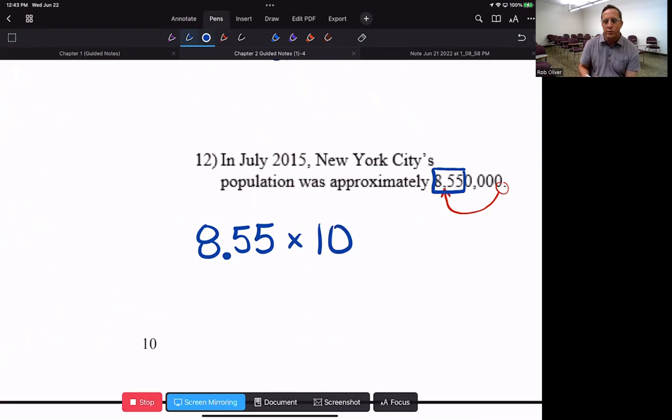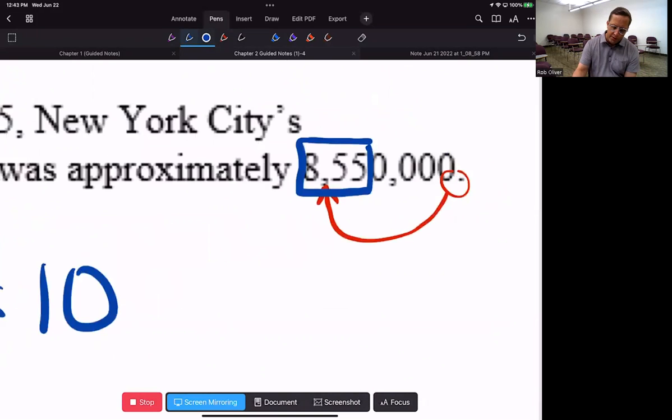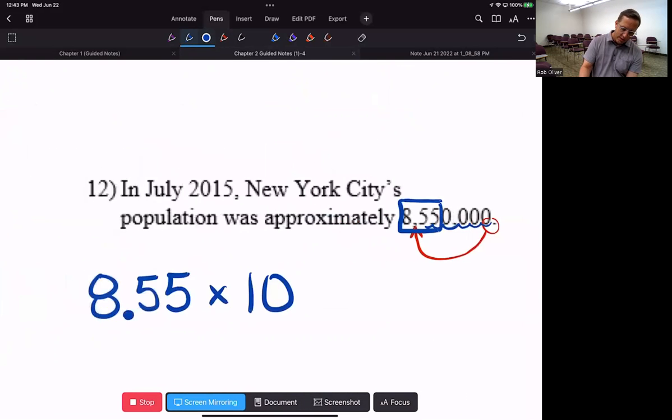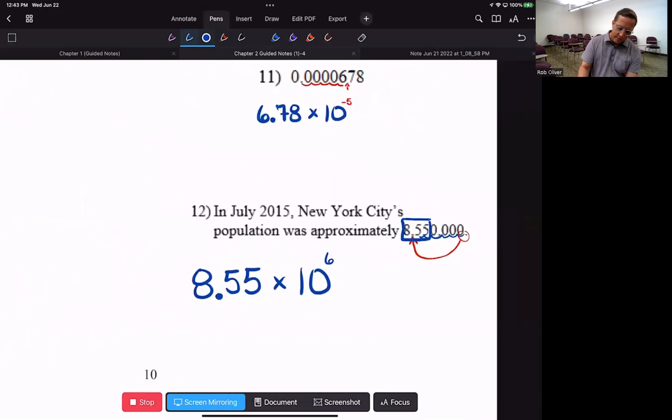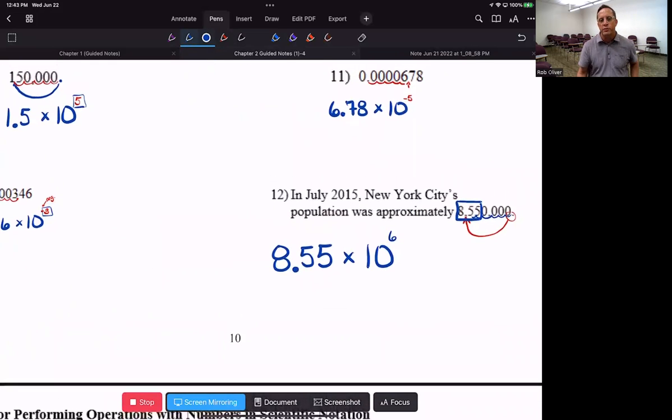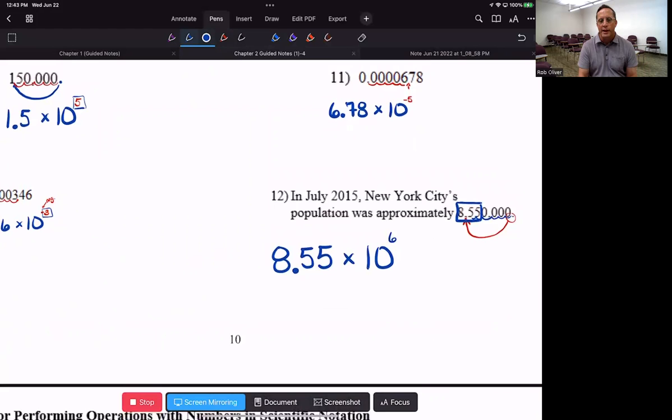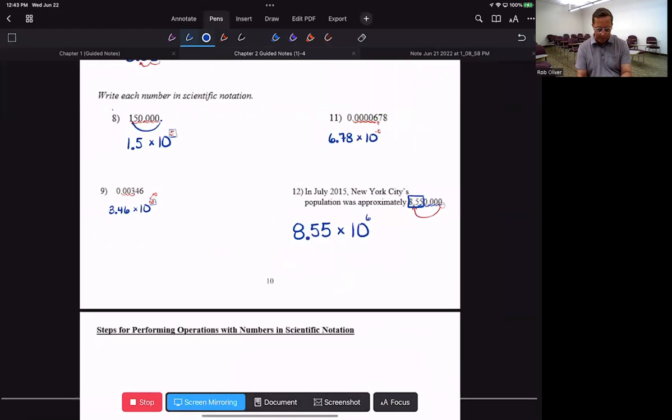And that's what the power of 10 is for. So we're going to move that decimal how far? Well, it moved over 1, 2, 3, 4, 5, 6. So there's the population of New York in scientific notation form, 8.55 times 10 to the 6th power.